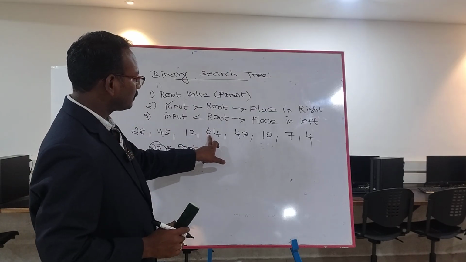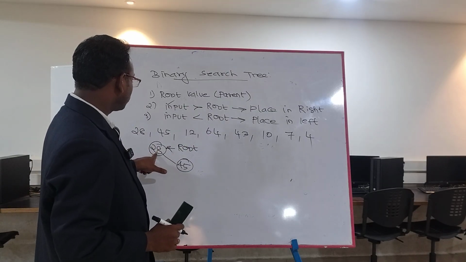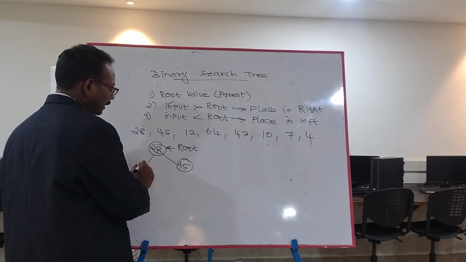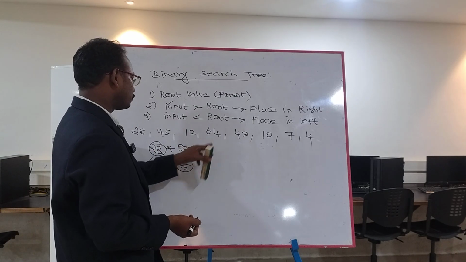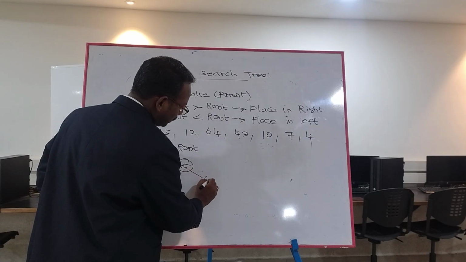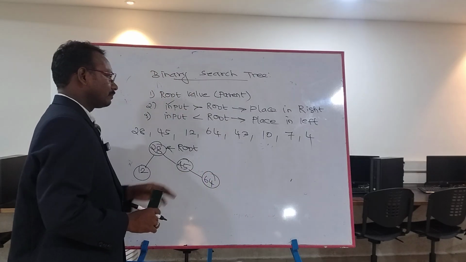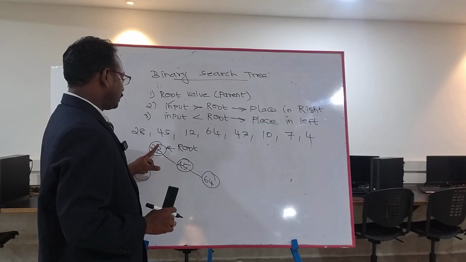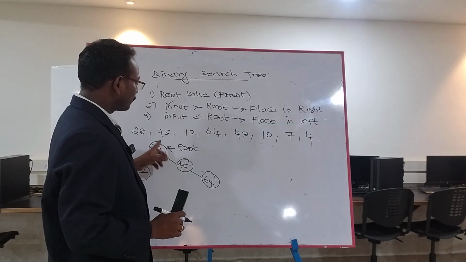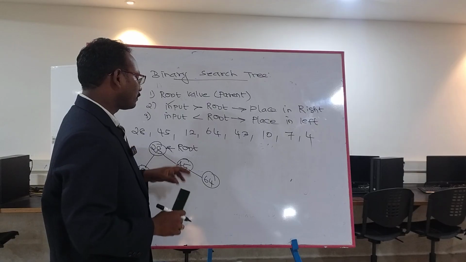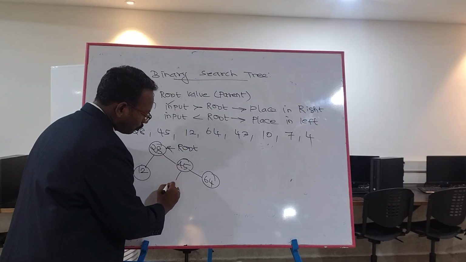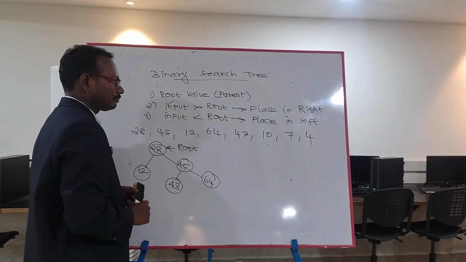And next number is 64. It should be compared with the root node. It is greater than the root node. So automatically compared to the 45. Compared with 45, 64 is greater than, so it is automatically placed in the right hand side. And 43 compared to the root node, it is higher, so automatically come to the next 45. Compared to the 45, it is less than, so it will be automatically placed in the left hand side.